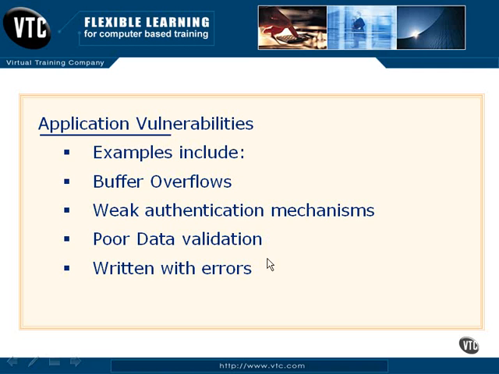And also applications that are written with errors or poor error checking. In other words, we can make it crash because it doesn't know how to handle a particular error that we caused. So as you can see, even undiscovered application vulnerabilities can be an avenue into the network.